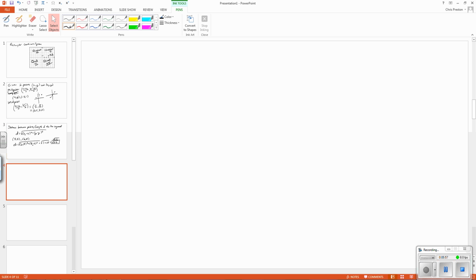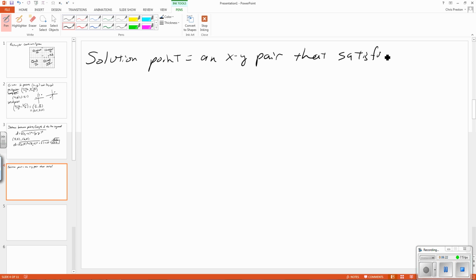The next thing we're going to look at is plotting points, with equations and finding the graph of the equation. So let's talk about a solution point. This is a point, this is an XY pair that satisfies an equation.